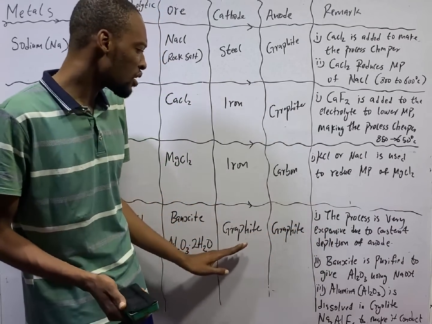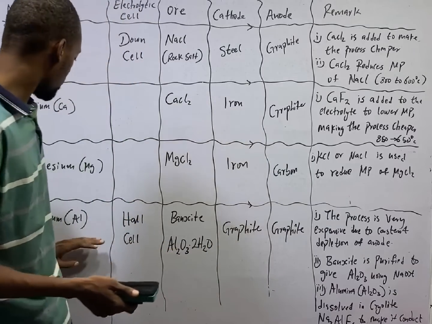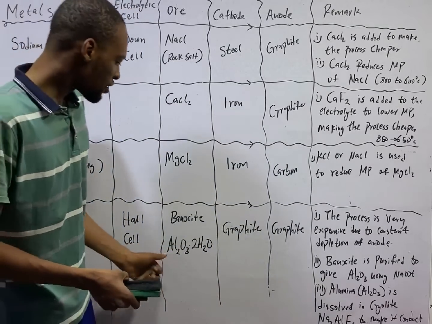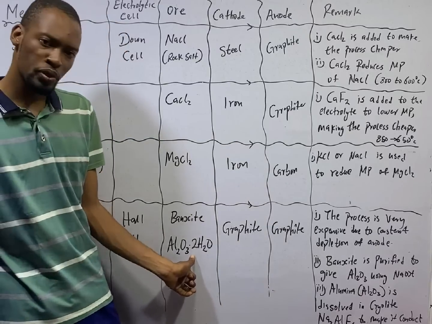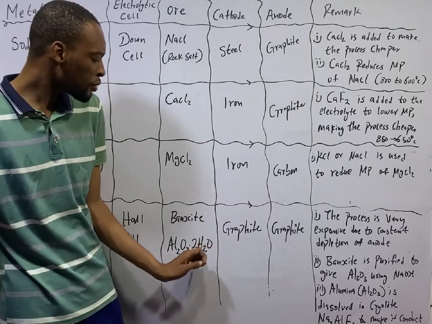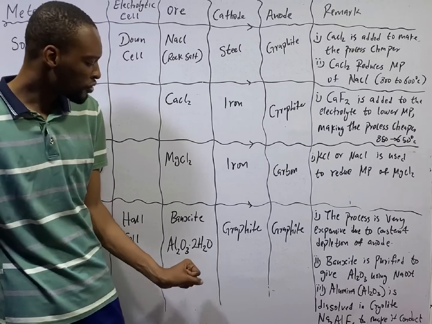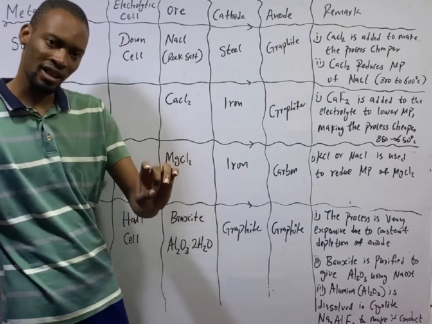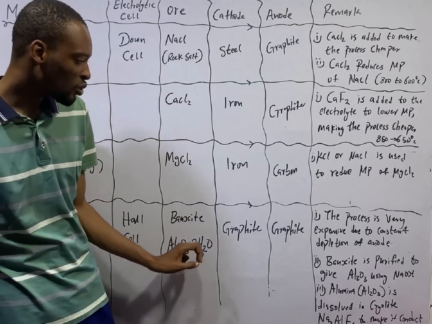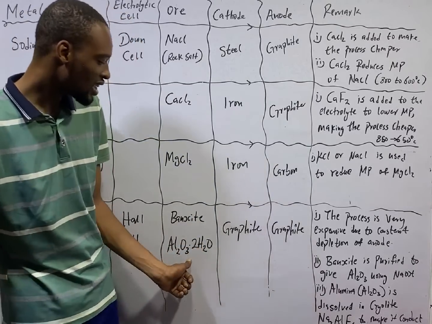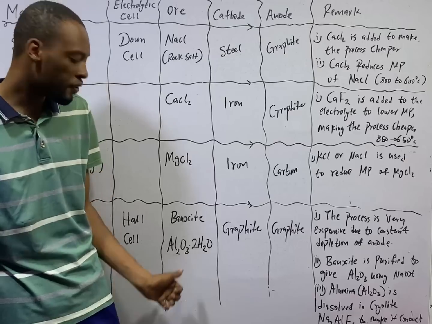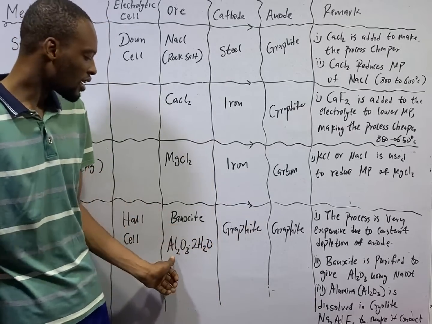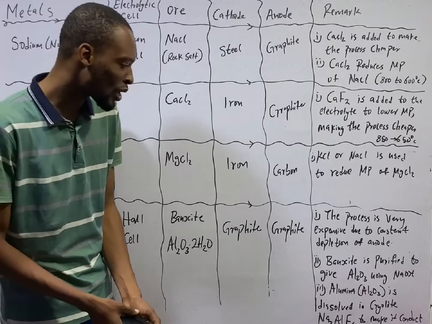Something else you should know about the electrolysis of aluminium in Hall cell is that this bauxite you are seeing is not pure. The first step is to purify this bauxite. How do we purify bauxite? We purify bauxite by adding sodium hydroxide. When you add sodium hydroxide to bauxite, it is purified, and the pure form is Al2O3, which means .2H2O will be out of it. Al2O3 is referred to as alumina.